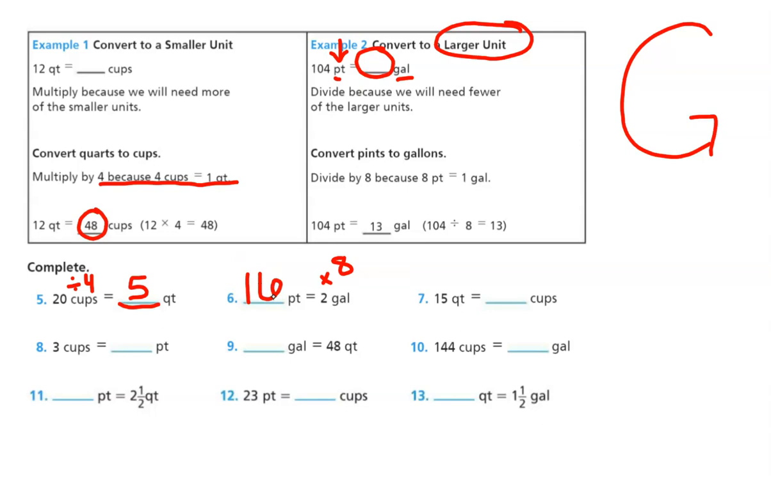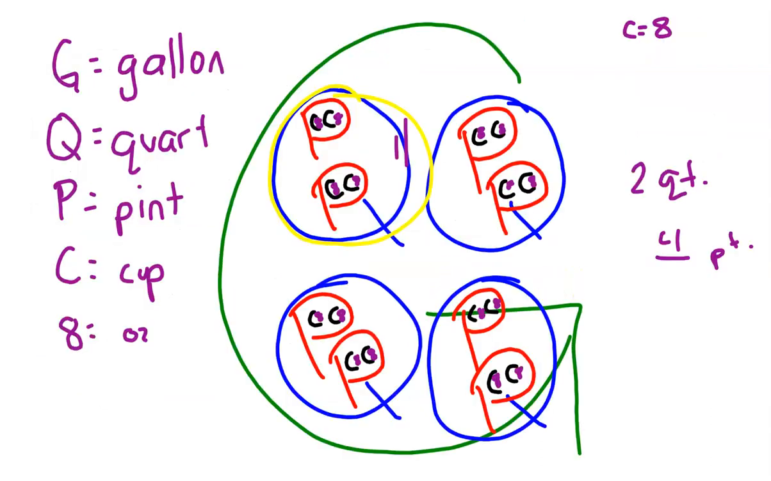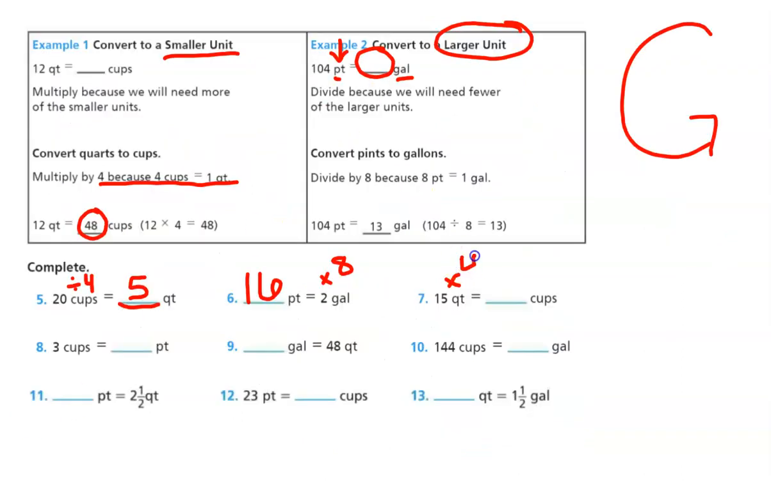Number 17, you're going from quarts to cups. Quarts is your bigger measurement, so because of that you are converting to a smaller unit, which is this guy right here. So that means that I am going to multiply, but you need to know how many cups there are in a quart. There are 1, 2, 3, 4 cups in a quart, so I'm going to multiply this by 4 to give me 60 cups altogether.